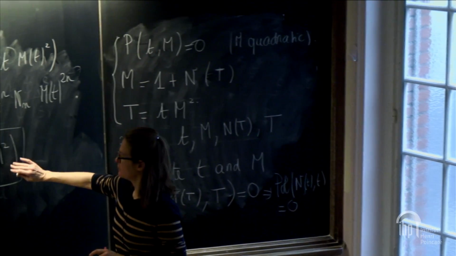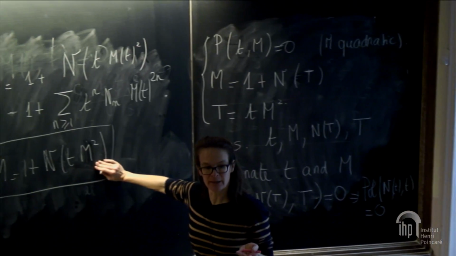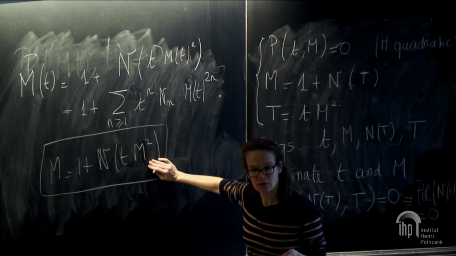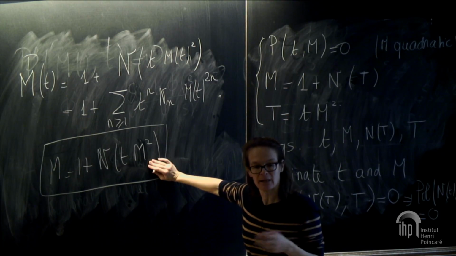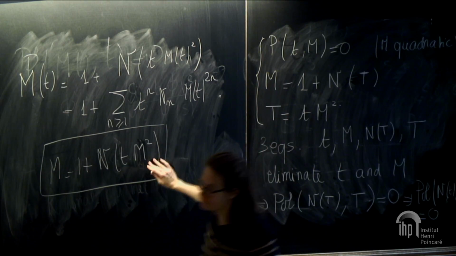Okay, so by combining this substitution equation with the polynomial equation for M, we get a polynomial equation for N. I can write it down, but maybe it's not so interesting.